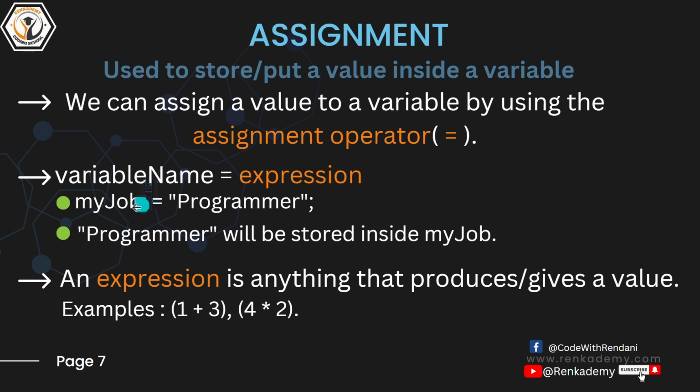So let's see this example. We are saying that the variable called myJob will be equal to this string over here, and we are terminating the statement with a semicolon, alright? So the string programmer will be stored inside the variable myJob, okay? And to do that, we are using the assignment operator, which is the equal sign.